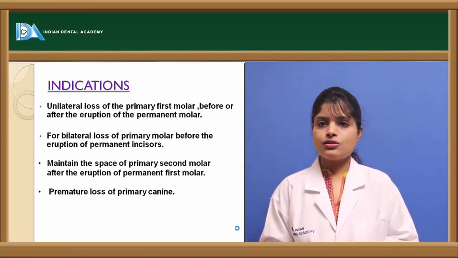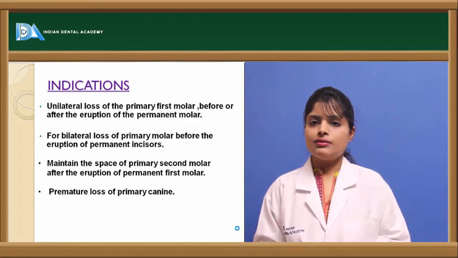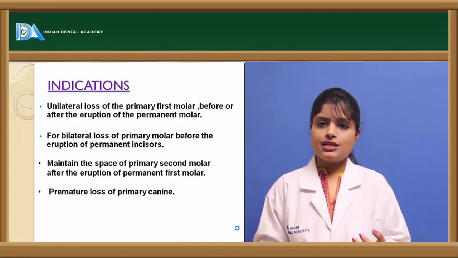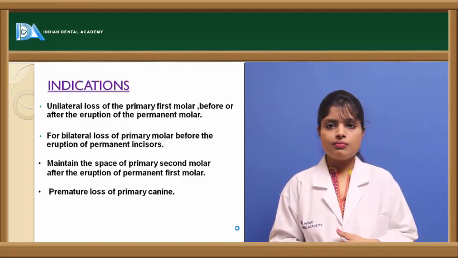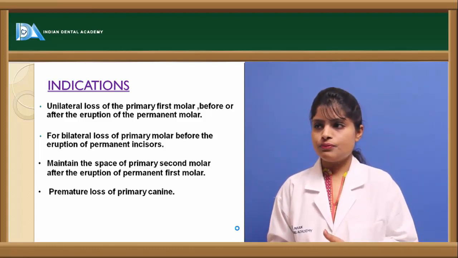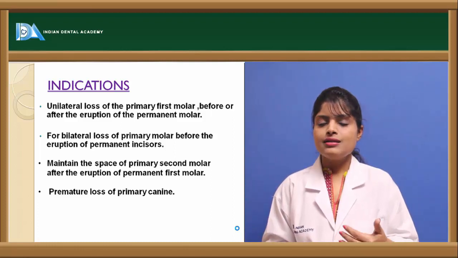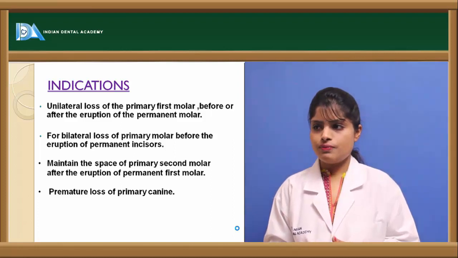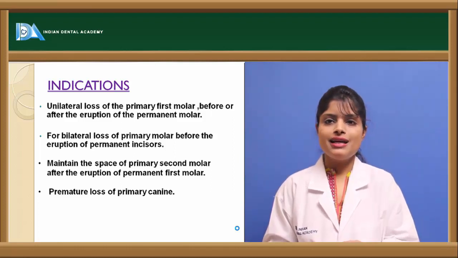Now what are the indications of the band and loop type of space maintainer? This is usually indicated when there is a premature exfoliation of the first primary molar in the dental arch. Usually it is indicated in unilateral loss of teeth but can also be used if the molars are lost bilaterally. They can also be used in the loss of the primary second molar, but in such conditions a reverse band and loop is used. They can also be used in the case of premature loss of the primary canine.